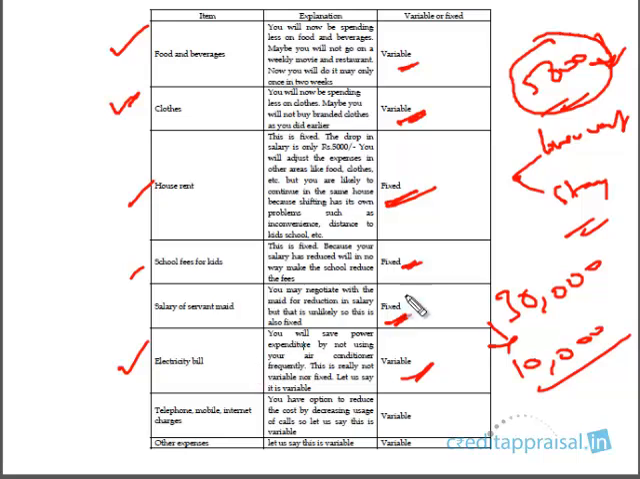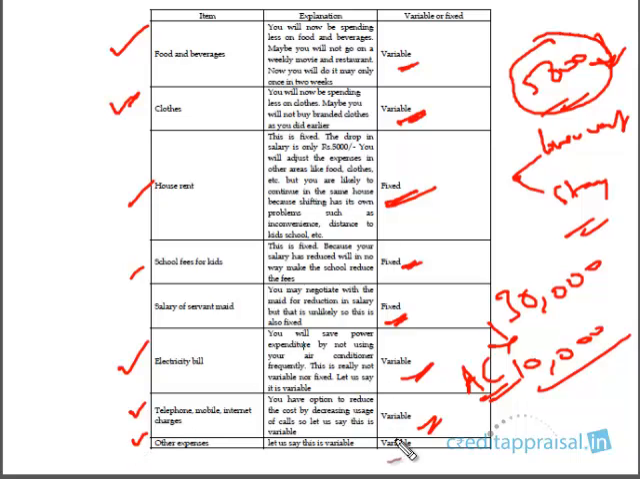Maybe you'll not switch on the AC now. Maybe you'll be more careful with the expense related to electricity. So this is a variable expense. Telephone, internet, again, all these are variable expenses. Your mobile bill, you'll be more careful in making calls. So this is a variable expense.